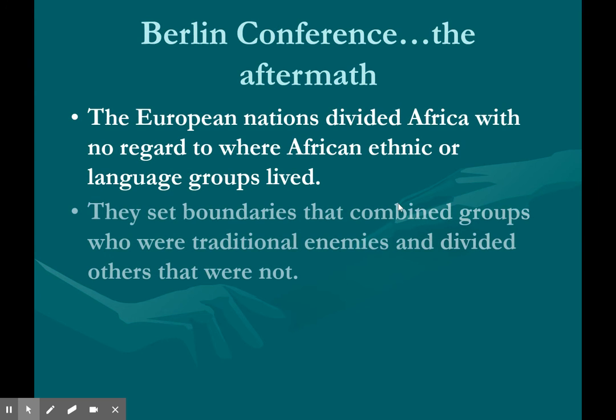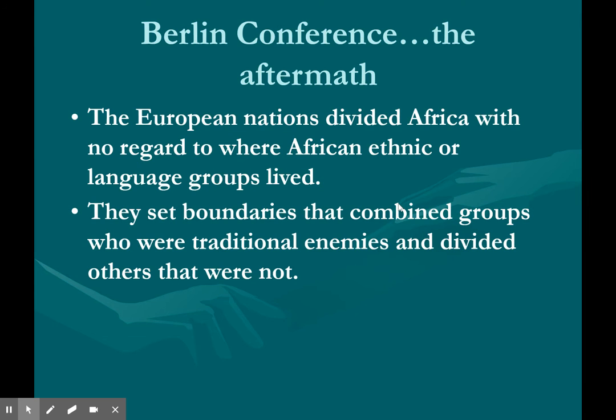So some of the issues that came about because of the Berlin Conference. Well, the European nations divided Africa with no regard to where African ethnic or language groups live. So the people who were actually there, who had set boundaries before, the European set boundaries combined groups who were traditional enemies, and divided others who were not. So now you have Europeans with no real understanding of African tribes or nations, splitting up Africa to kind of how they want it.